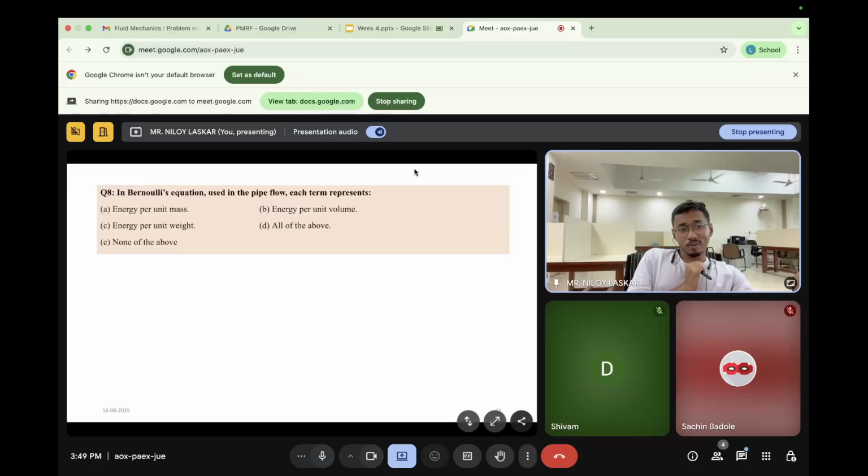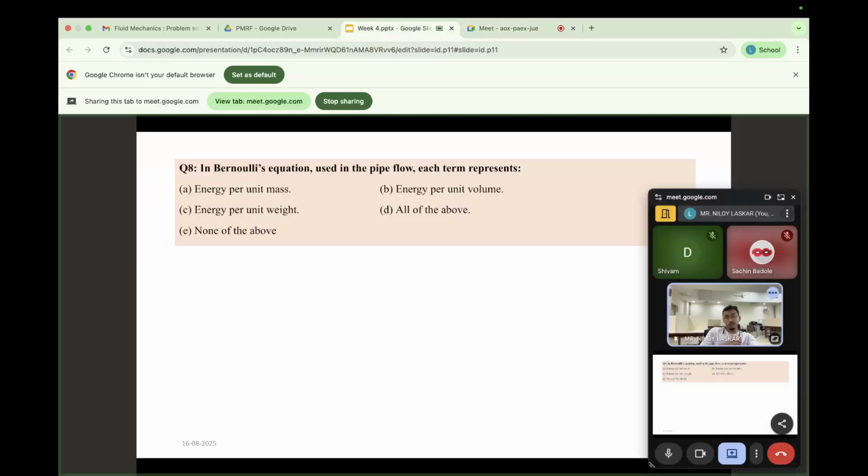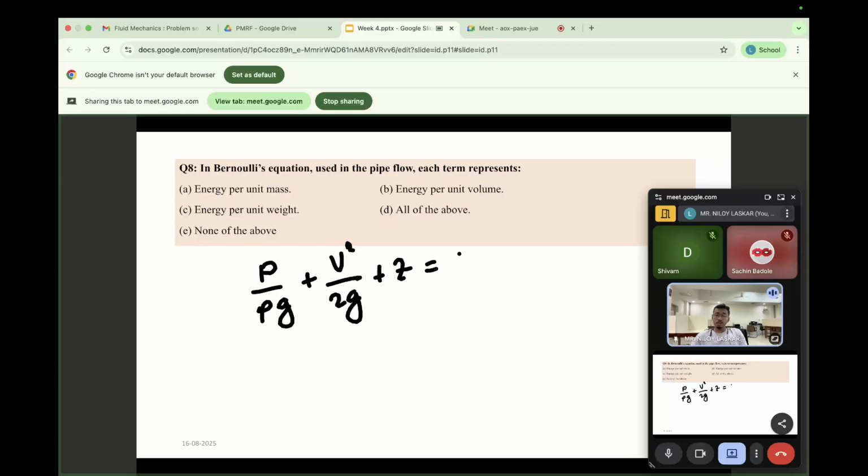But none of this answer is correct. So why? Just let me clarify this for you. See, in Bernoulli's equation, if you remember, the pressure term I represent as P by rho g, plus V square by 2g, plus z, equal to constant, right? This is the equation. So now this is pressure, okay?